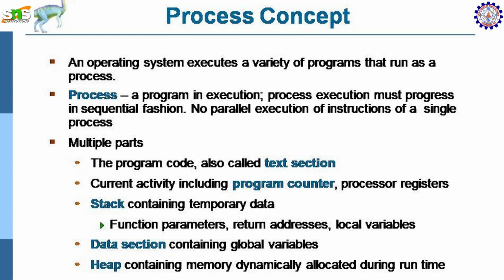The different parts of a process are: first, the text section, which contains the program code. Second, the current activity, including the program counter and processor registers. Next is the stack, which contains temporary data like function parameters, return addresses, local variables, etc. Next is the data section, which contains all global variables. And another one is the heap, which contains memory dynamically allocated during runtime. So these are the different parts of a process.